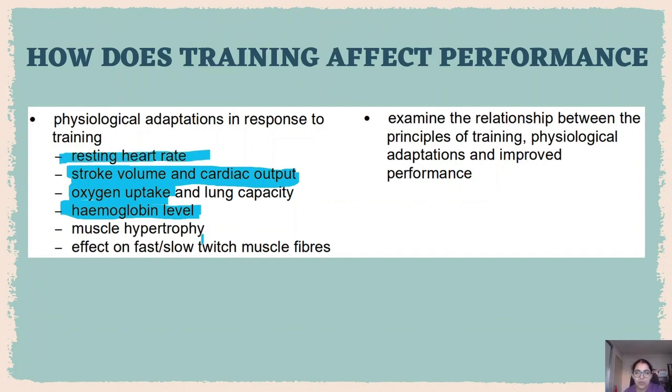We wouldn't talk about muscular hypertrophy because it's asking specifically about aerobic training, and the same goes for the effect on slow twitch and fast twitch muscles. So we'd stick with these 4 here. The reason I haven't highlighted lung capacity is because lung capacity doesn't actually change after training. The size of your lungs does not change.